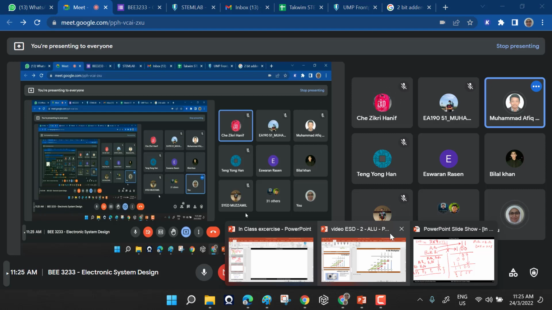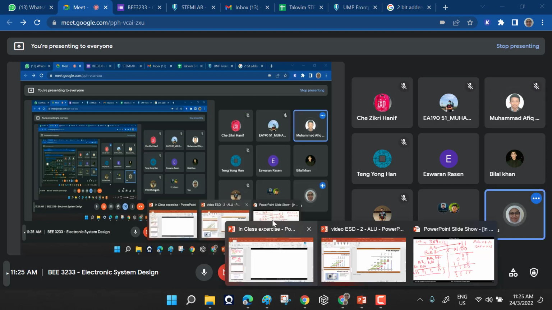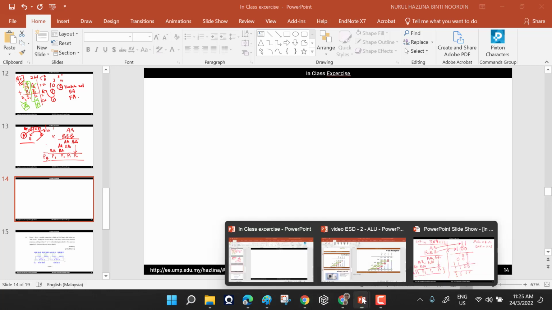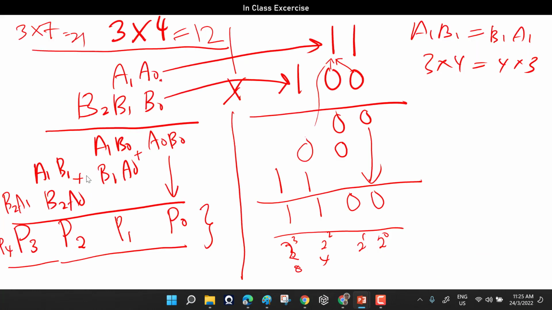Okay. Now, before we go with the next thing that I want to cover, that is the process of getting the expression. How do you translate this into a circuit? Okay. So earlier, using half adder.